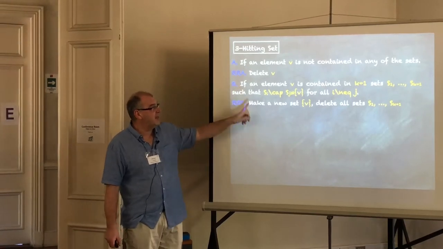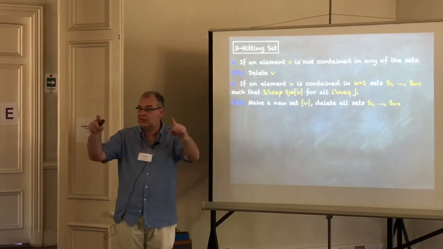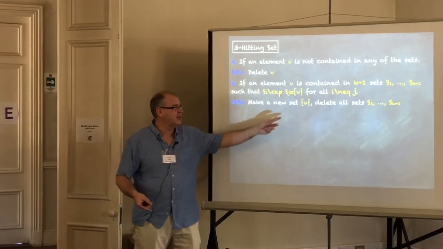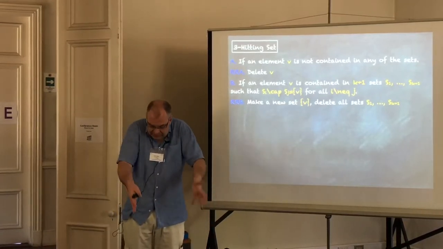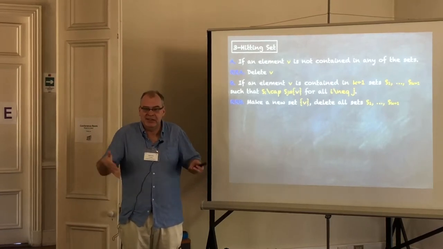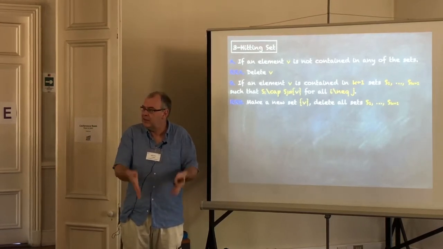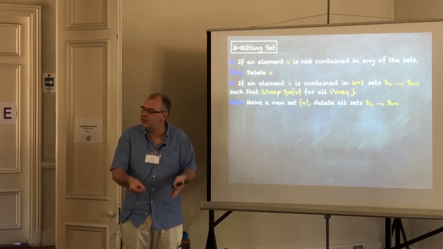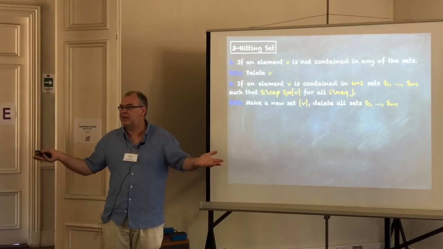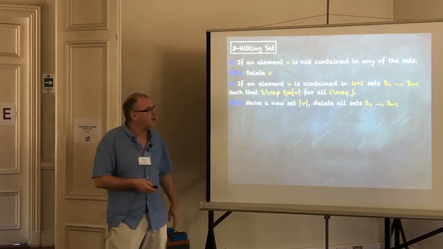So I make a new set which consists of only this element, right? When I create a set which consists of one element, in the new instance this means that I always have to select this element. I still have to hit the set which consists of exactly one element. And then I can delete all the sets, because now I hit all of them, right? So I can delete all of them.